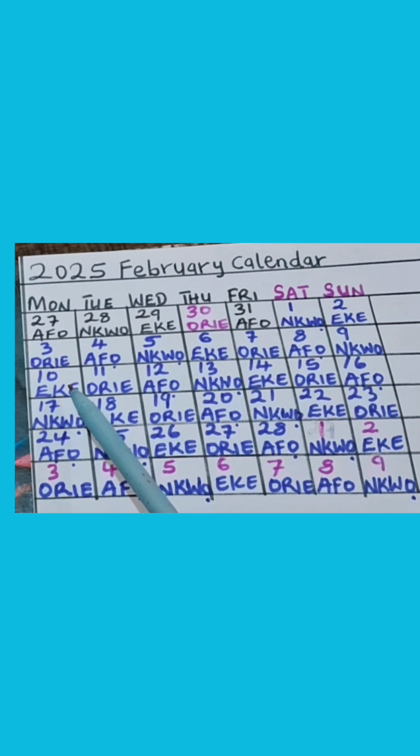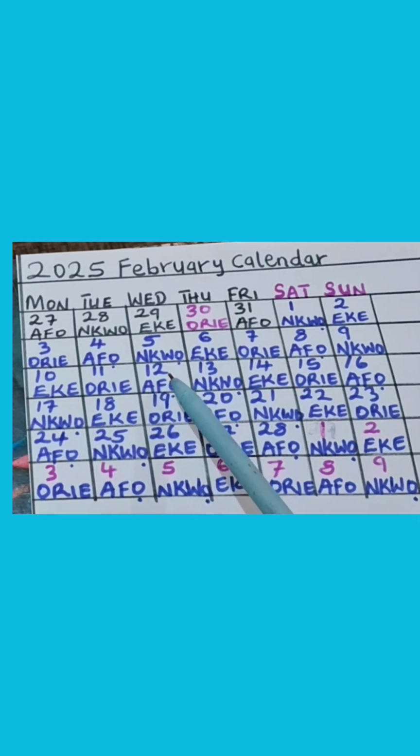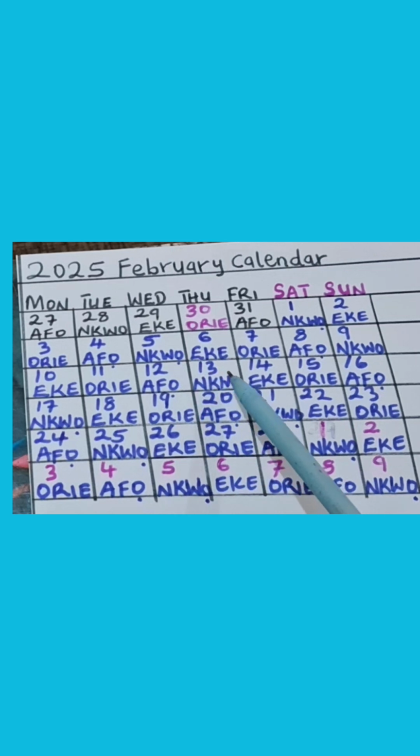Monday, 10th February, Eke Day. Tuesday, 11th February, Ore Day. Wednesday, 12th February, Afo Day. Thursday, 13th February, Nkwo Day.